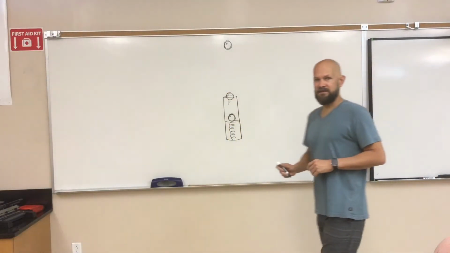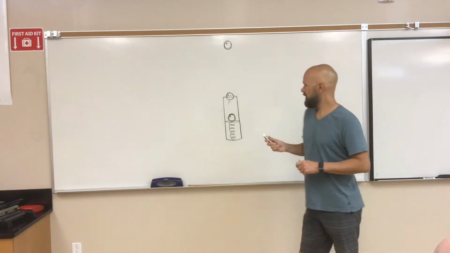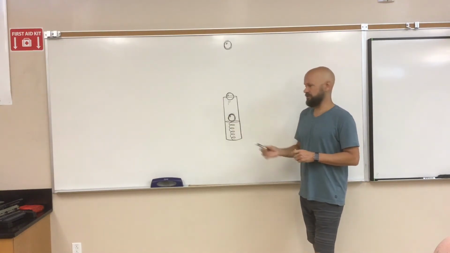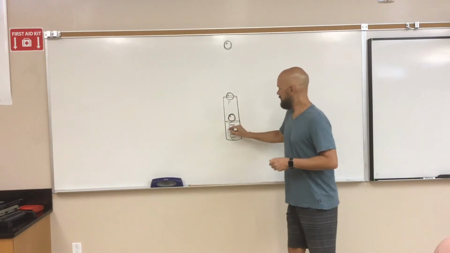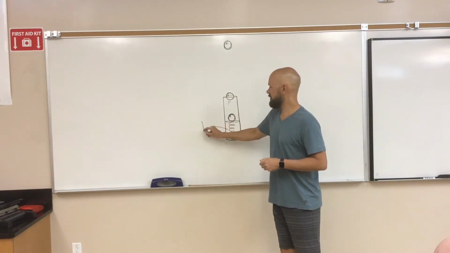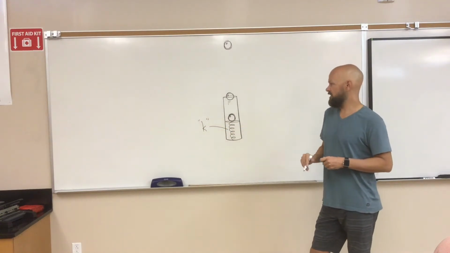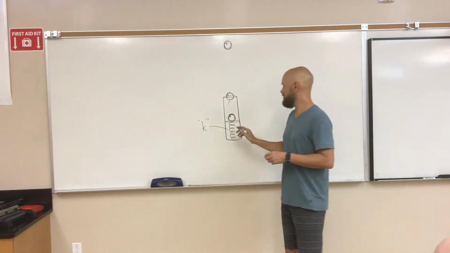In this lab, we're going to investigate the law of conservation of energy. We're going to do it using a metal ball that's launched from a spring launcher. So the spring has some stiffness to it. We use the symbol K to represent the spring constant, measured in newtons per meter.